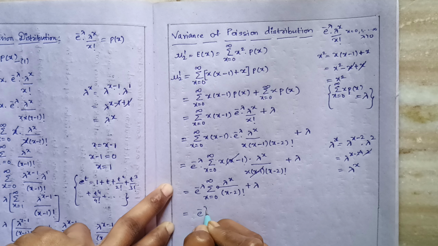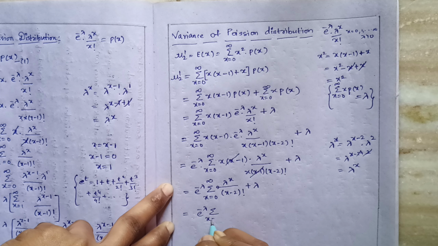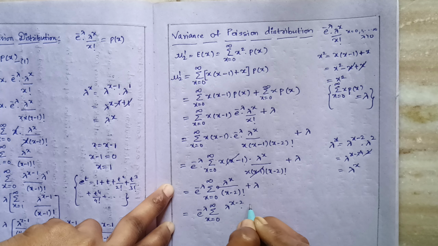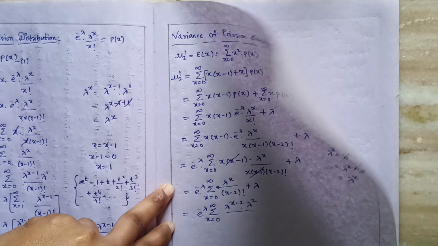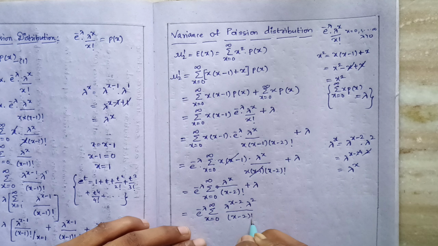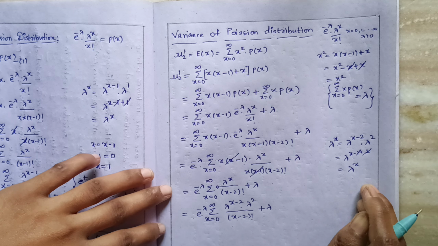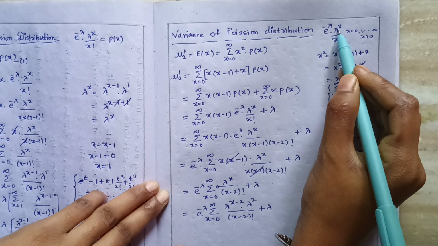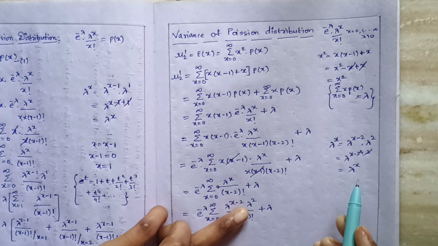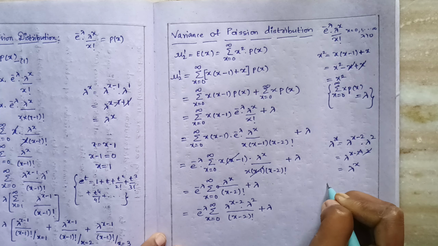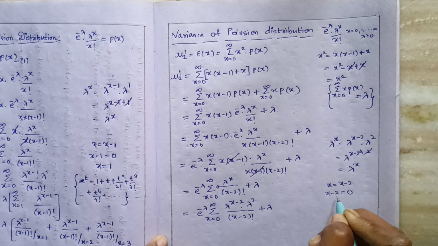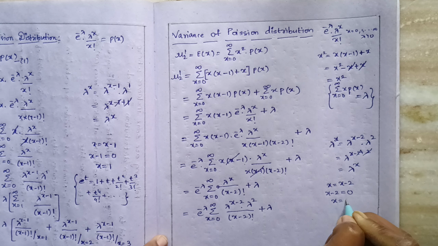E to the power of minus lambda, summation x is equals to 0 to infinity, lambda to the power of x minus 2 into lambda to the power of 2 by x minus 2 factorial, plus lambda. So here see, PMF lambda to the power of x. So here we have x as x minus 2. Therefore x minus 2 is equals to 0. If we take this 2 outside, then we get x is equals to 2.